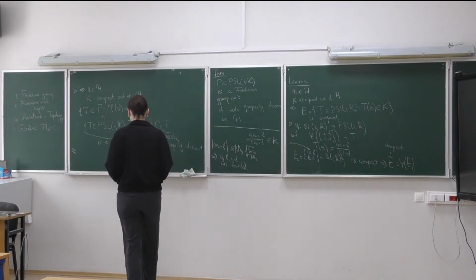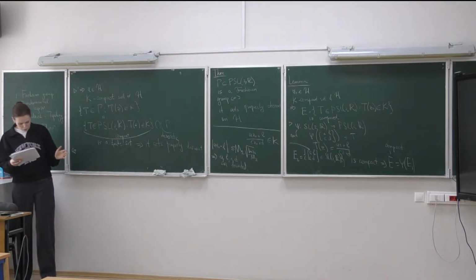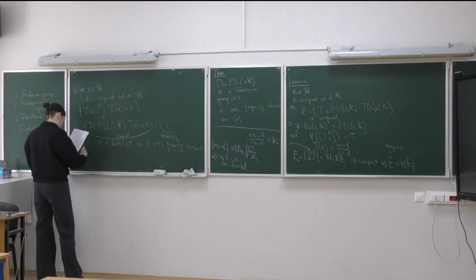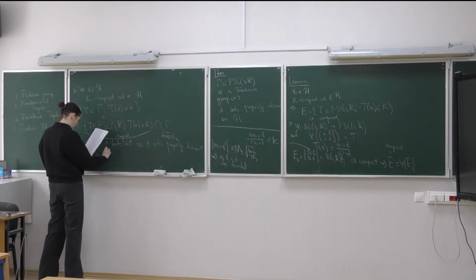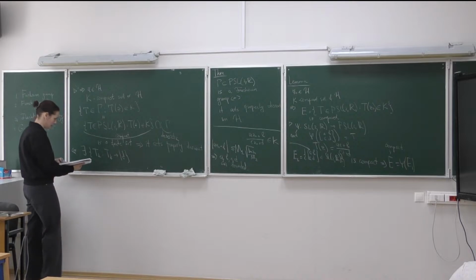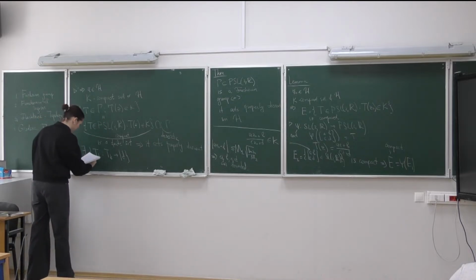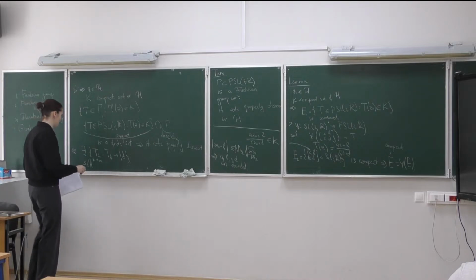So assume that we have some gamma that acts properly discontinuously but does not want to be discrete. What does it mean that it does not want to be discrete? It means that we have a sequence of Tk that converge to the identity as k goes to infinity. So let us consider the point S that is not fixed by any of these Tk.